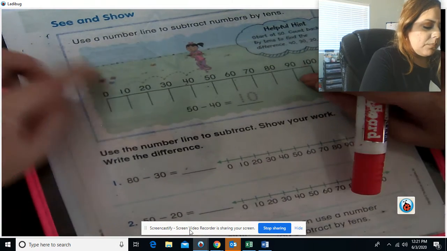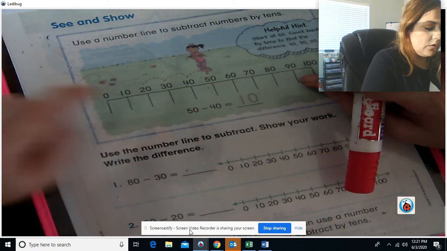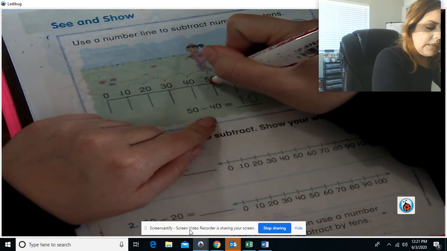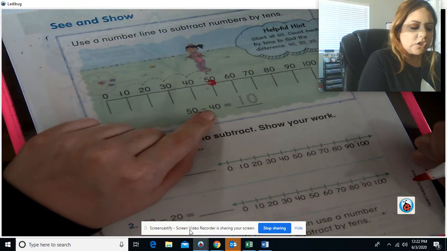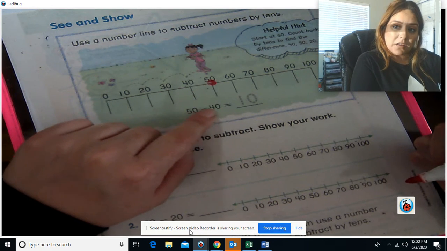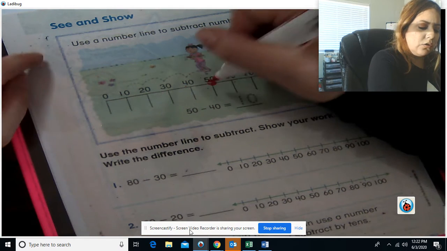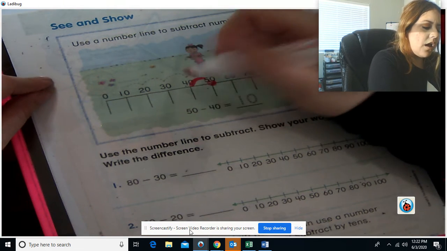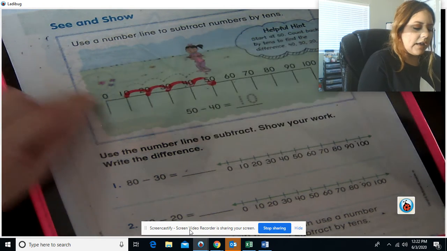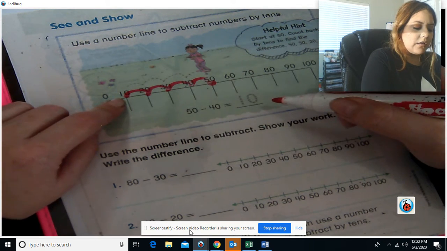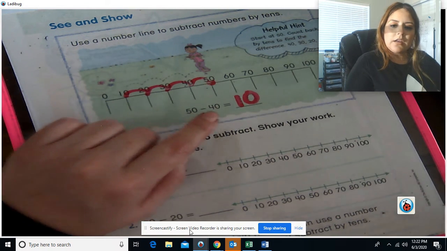So here in our example, we have 50 minus 40. So here we have this girl. So she starts at 50 and we're subtracting, so we're counting backwards. So she's going to jump back 40 spots, but we're doing it in jumps of 10. So she goes 10, 20, 30, 40, and she lands on the number 10. So we know that 50 minus 40 equals 10.